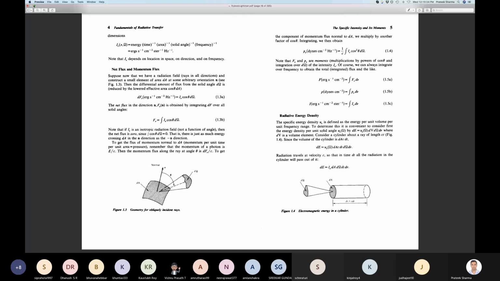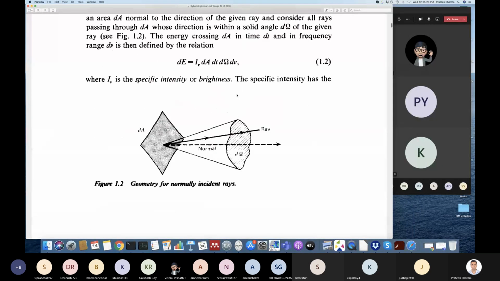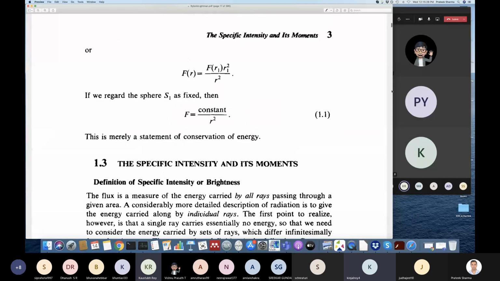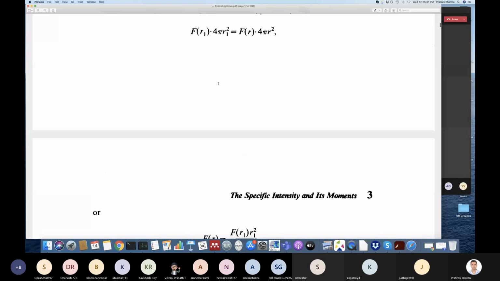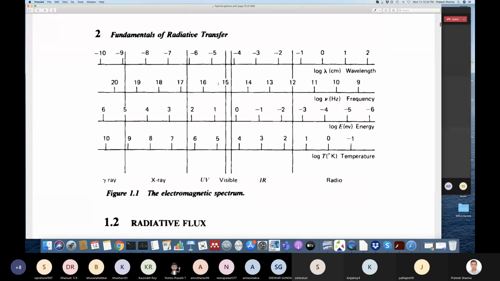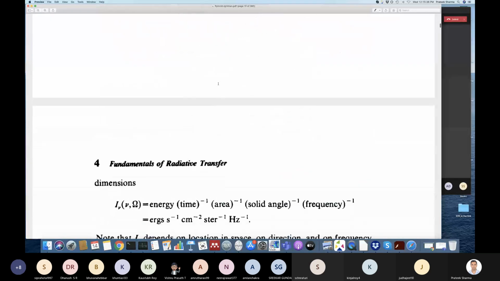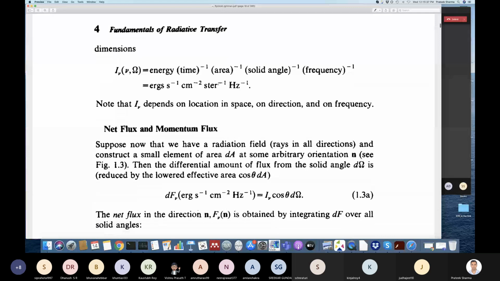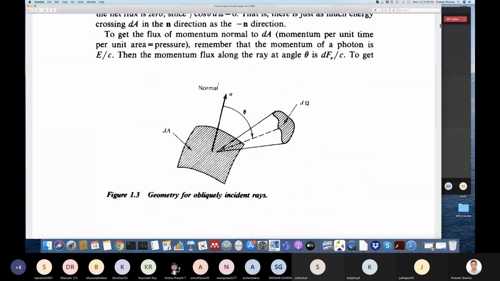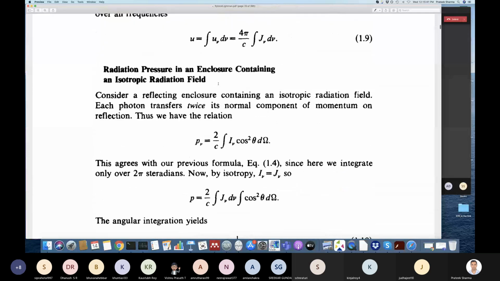Okay, so you can see the book? Yes, sir. Okay, so let me just go over the material that I was planning to go over. So this is all we have done.